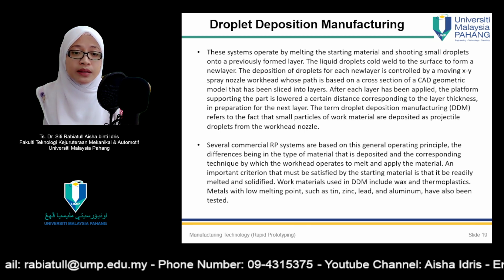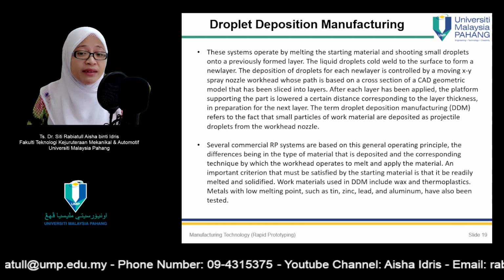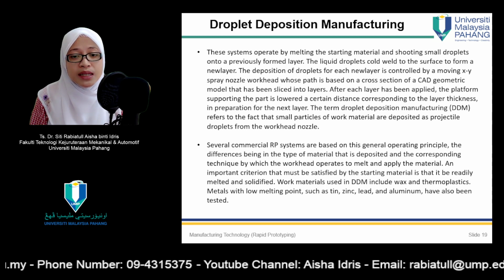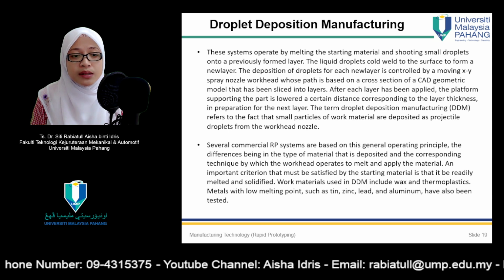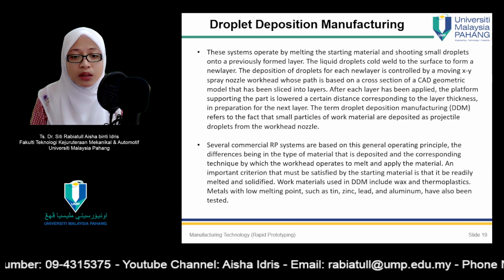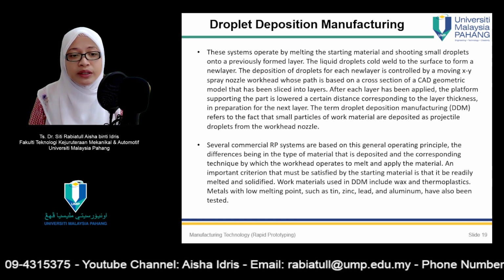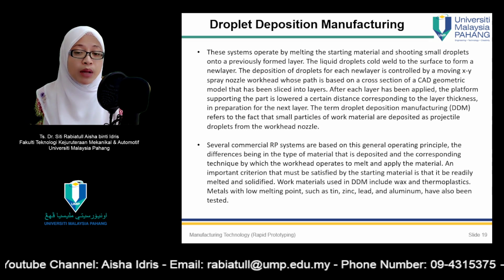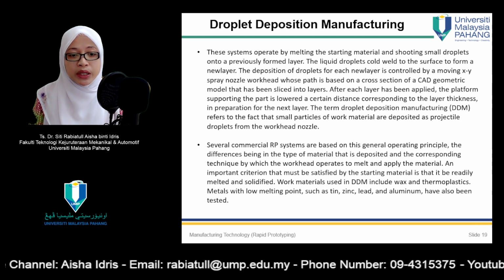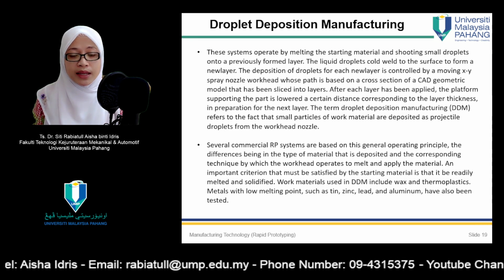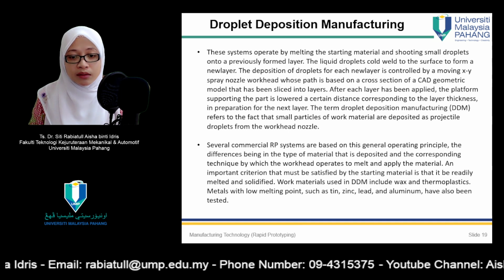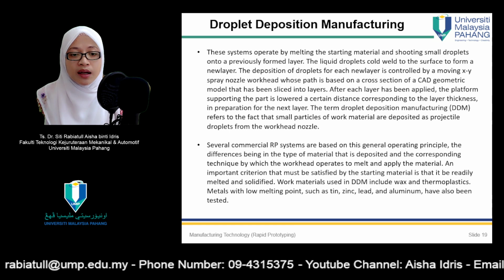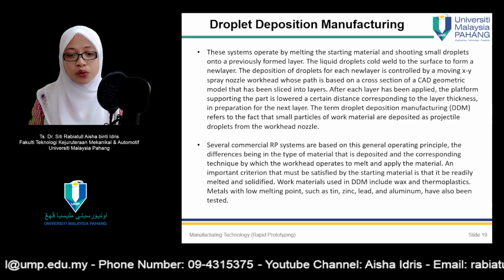Several commercial RP systems are based on this general operating principle, the differences being in the type of material that is deposited and the corresponding technique by which the workhead operates to melt and apply the material. An important criterion that must be satisfied by the starting material is that it be readily melted and solidified. Work materials used in DDM include wax and thermoplastics. Metals with low melting points such as zinc, tin, lead, and aluminum have also been tested.